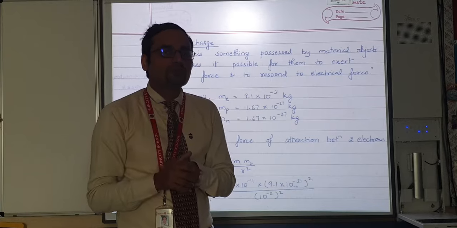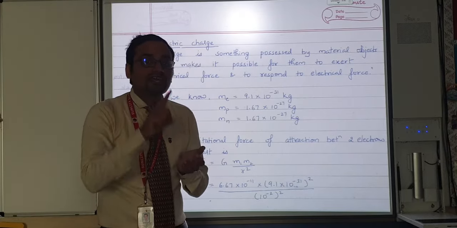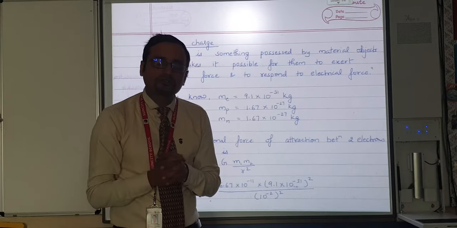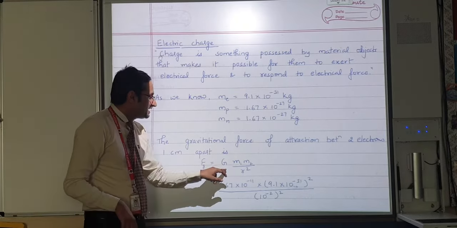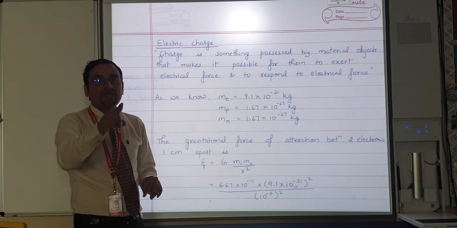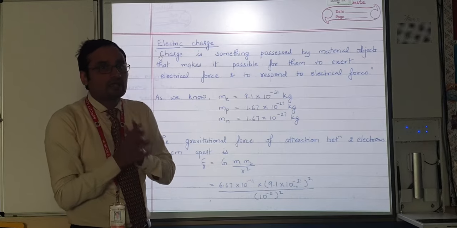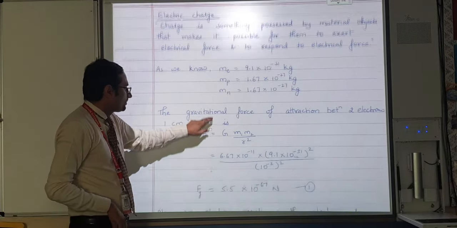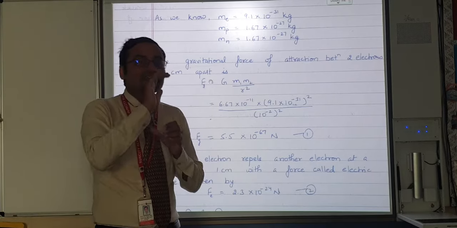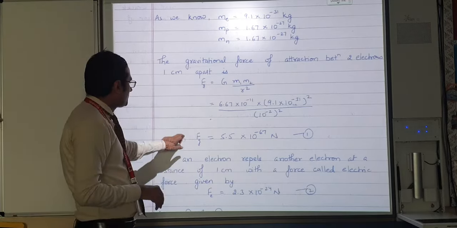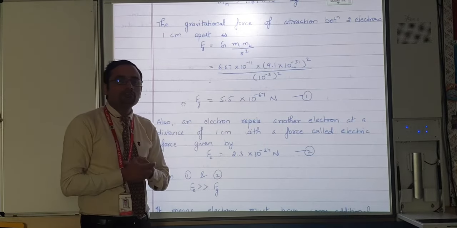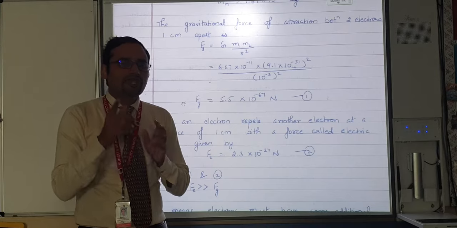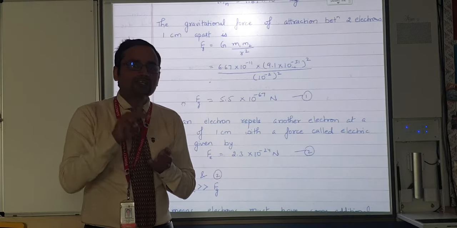Remember what we studied in grade 9 and grade 11? Every body in the universe attracts every other body. So the two electrons must be attracting one another. We try to find out the force. Do you remember the formula? F equals G M1 M2 by R squared, where M1 and M2 are the masses of the two electrons, which are the same. We have taken the distance between the two electrons to be 1 centimeter. And capital G, I hope everyone knows, is 6.67 into 10 to the power of minus 11. When I put these values, what am I getting? The force of attraction is 5.5 into 10 to the power of minus 67 newtons. But we have found that the two electrons repel each other.